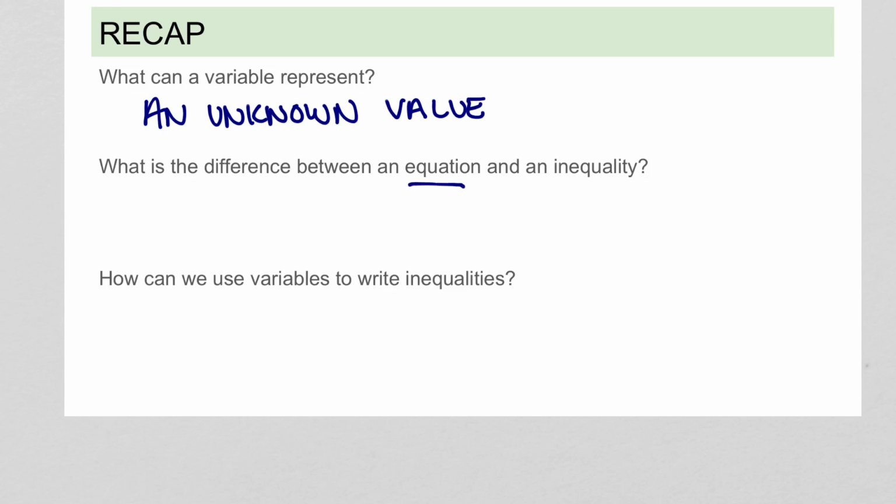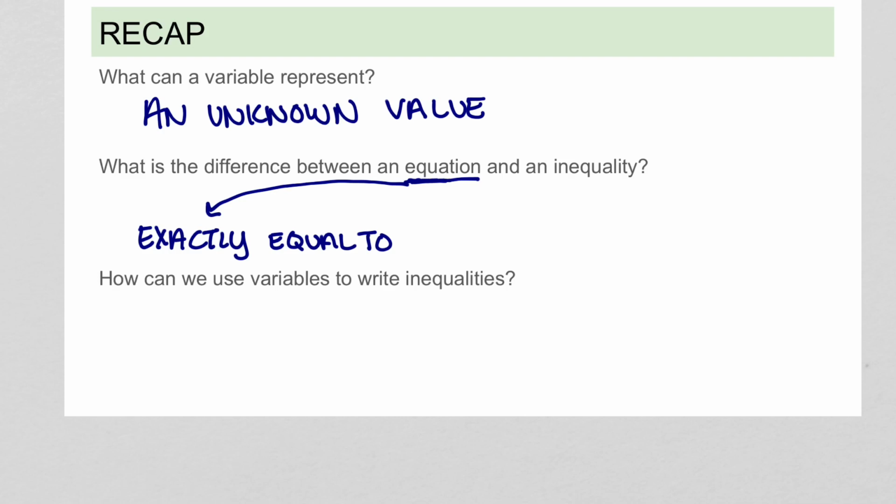And what is the difference between an equation and an inequality? Well, here, let's think about it this way. Okay, so an equation is something that is exactly equal to, right? Because equation is the beginning of the word equal. And what is an inequality? Well, an inequality is not exactly equal to. It is going to be more, let's not use the word more. Let's use greater than, or less than.